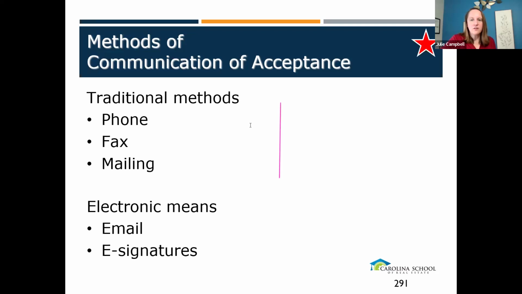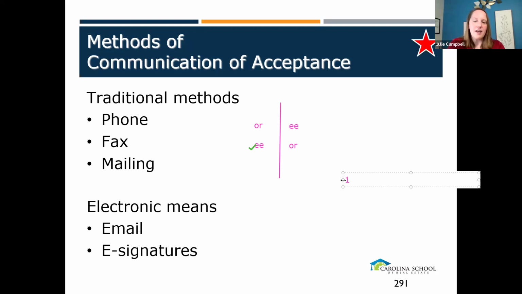The other thing I want you guys to be aware of, we only need communication of acceptance to cross the line once. So if we can abbreviate our story here, same story we've been working on, offeror, offeree, roles reversed. So we have acceptance, the last offeree has accepted, and now what we're looking for is that communication of acceptance.